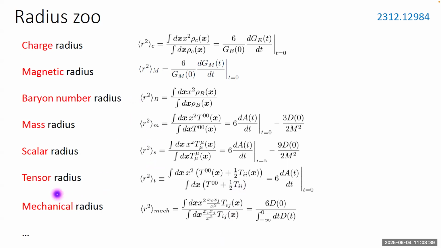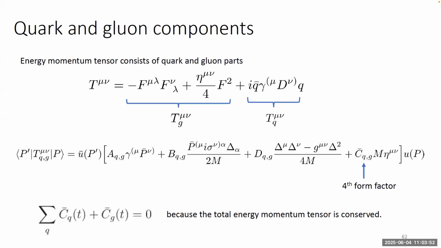And people are interested in which radius is larger, smaller, and whether we can extract it from experiments. So that's a kind of hot topic right now. I'm also involved in that. What I showed before in the previous slide is the total energy momentum tensor, but one can also decompose it into the quark part and the gluon part. You can define separately the form factor for the quark part and gluon part of the energy momentum tensor.